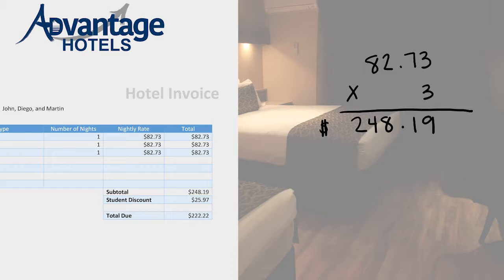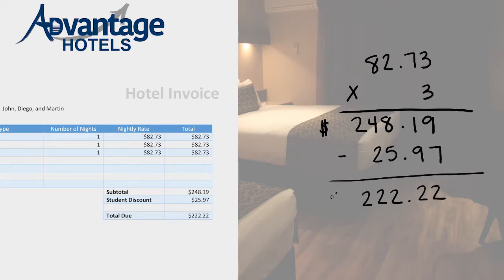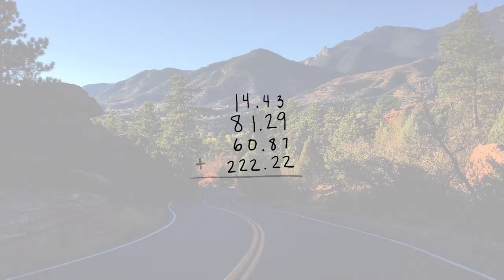So $248.19 subtract $25.97 equals $222.22. Add up each receipt total for a total amount spent. $14.43 plus $81.29 plus $60.87 plus $222.22 equals $378.81 was the total spent on the trip.